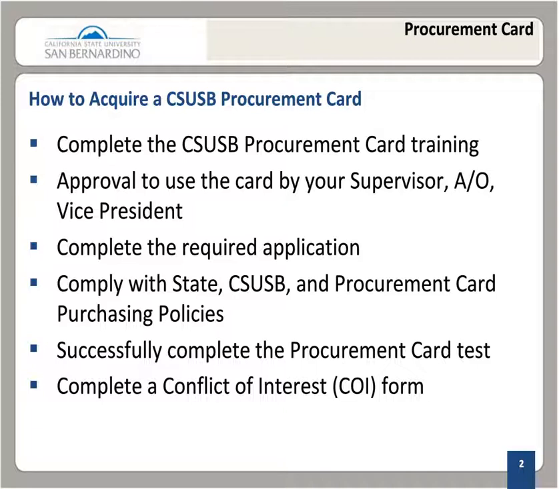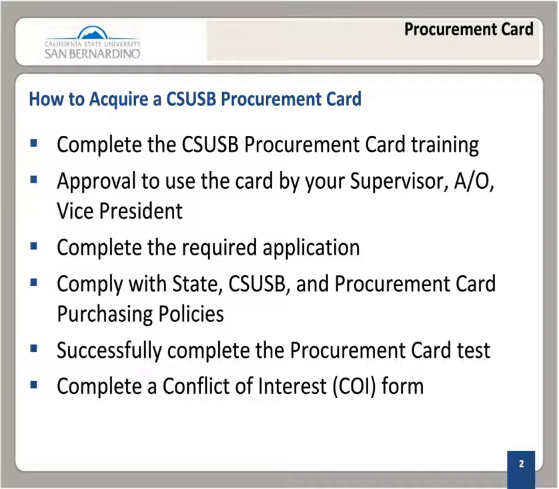To complete the application, you need to fill in the chart field default account, which is a chart field number where the majority of your purchases will be charged to. You will need to put in a spending limit. The initial amount is normally $100 to a maximum of $5,000.